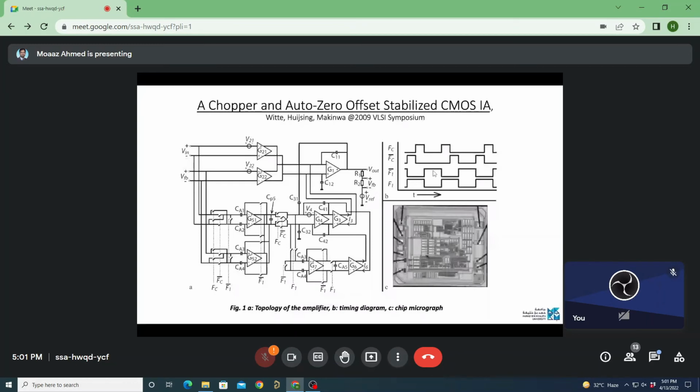which amplify the input voltages, and the feedback transconductor G22 is amplifying the feedback voltage, V feedback, across these resistors. So at the output, you see the two resistors R1, R2. They basically determine the gain.